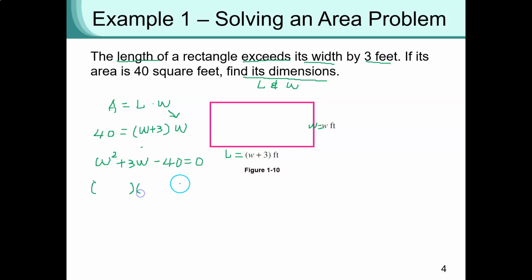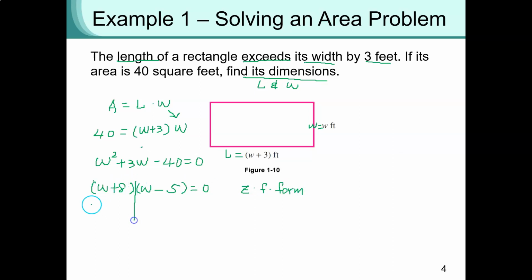First thing, we want to go with factoring. The leading coefficient is just 1, so I have W multiplied by W, which gives W squared. Two numbers that multiply to get 40 would be 8 by 5. The middle term is a positive 3. That means the bigger number has a positive sign, the smaller number has a negative sign. Now, up here, we have the zero factor form.